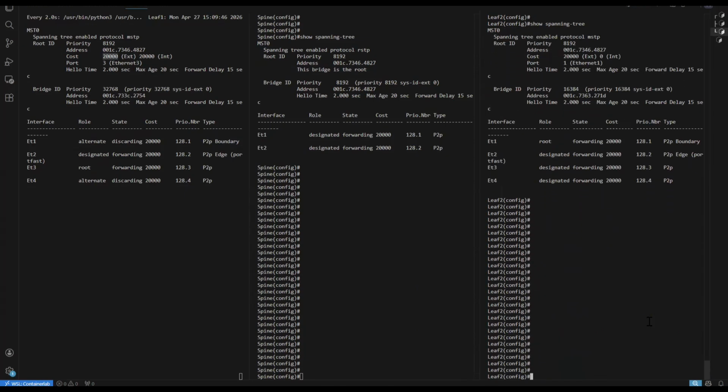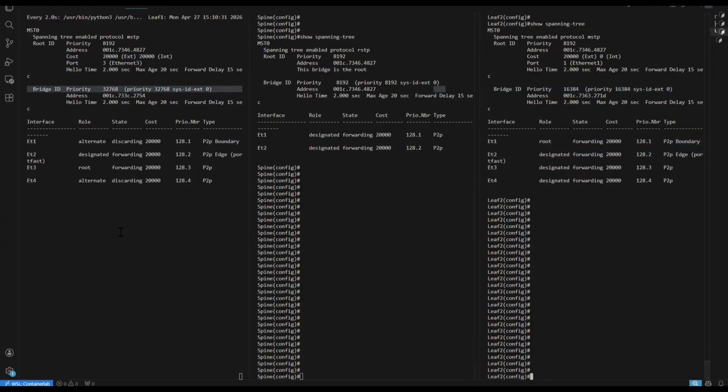So the reason was the election. Between both, because both now are directly connected to the spine. Since leaf 1 has the better, let's say lower MAC address, the ET1 on leaf 1 became the root. Now if you look at the priority, leaf 2 has better priority than leaf 1. So ET1 on this leaf 2 has become the root.